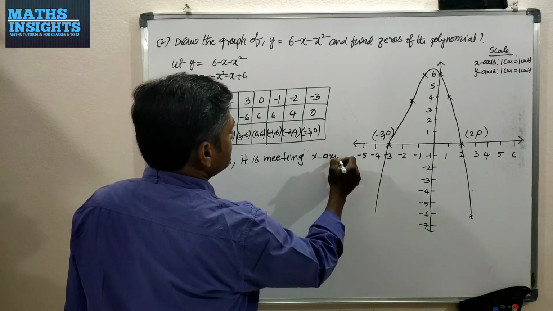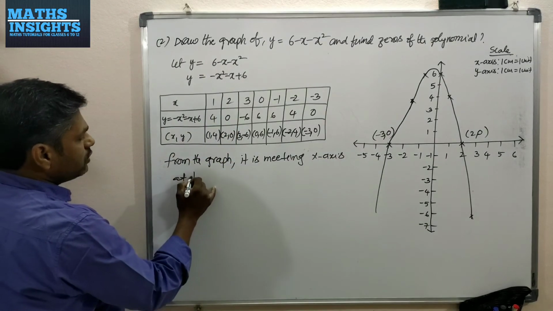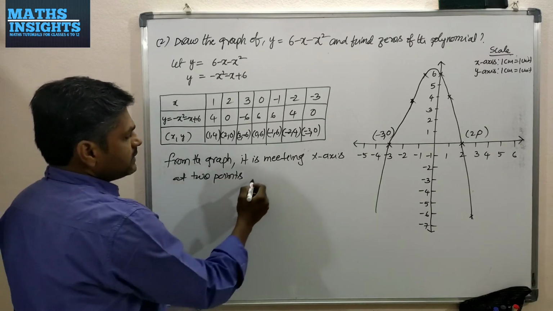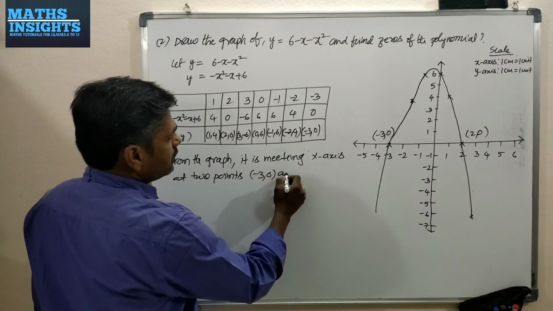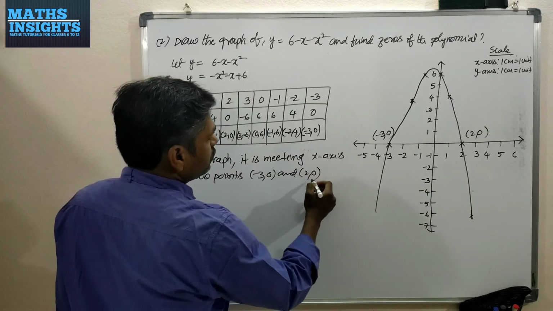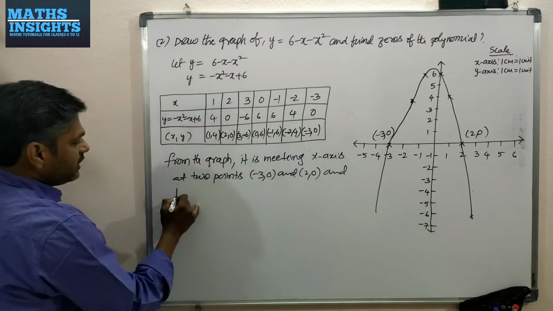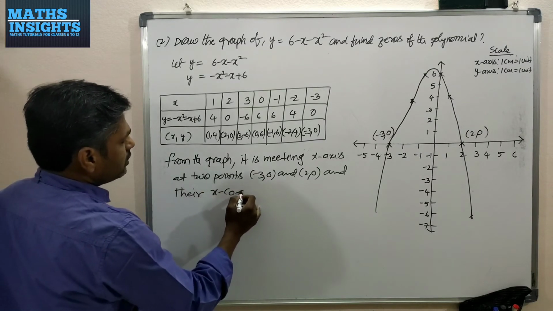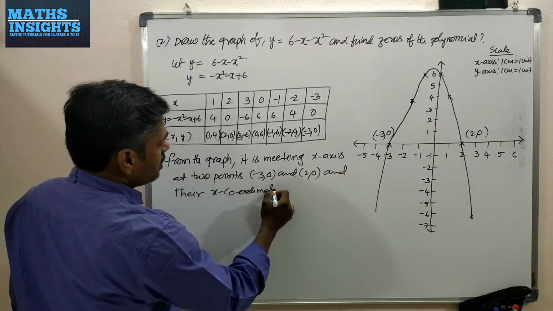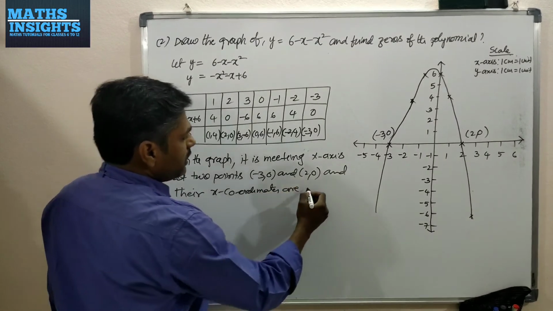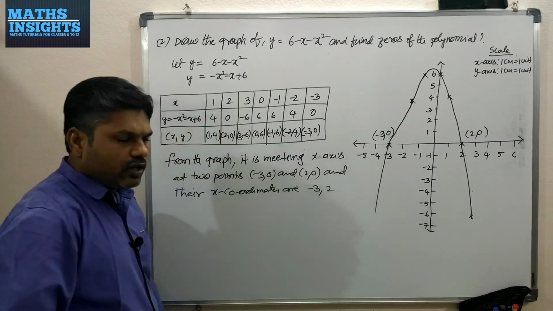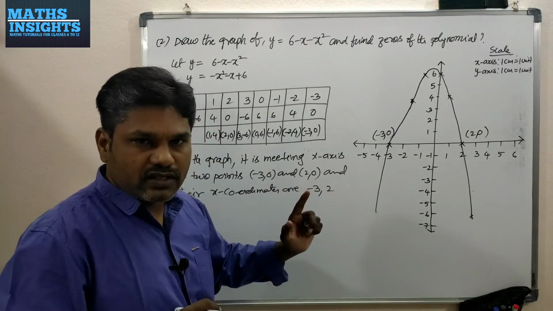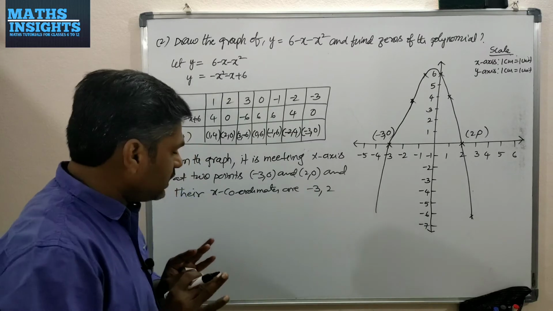The graph is meeting the x-axis at 2 points, that is minus 3 comma 0 and 2 comma 0, and their x coordinates are minus 3 comma minus 2. You should not put these two within the bracket. Why? Because this is not a point. You have to write them individually.